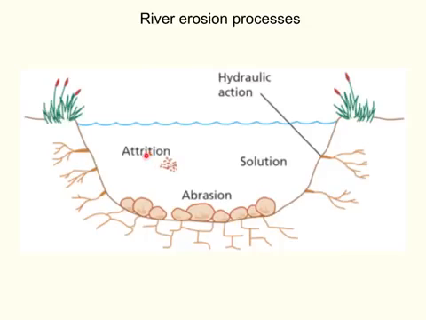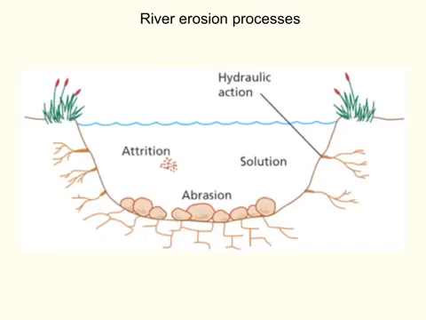Our third one is attrition. And you can see at the bottom of this diagram, quite a few of these rocks and stones are quite rounded. Now that might be because the rocks themselves have been subject to attrition, which is the process where the stones themselves roll against the banks of the river, the bed of the river, and against each other, and therefore they become rounded and they become smaller.